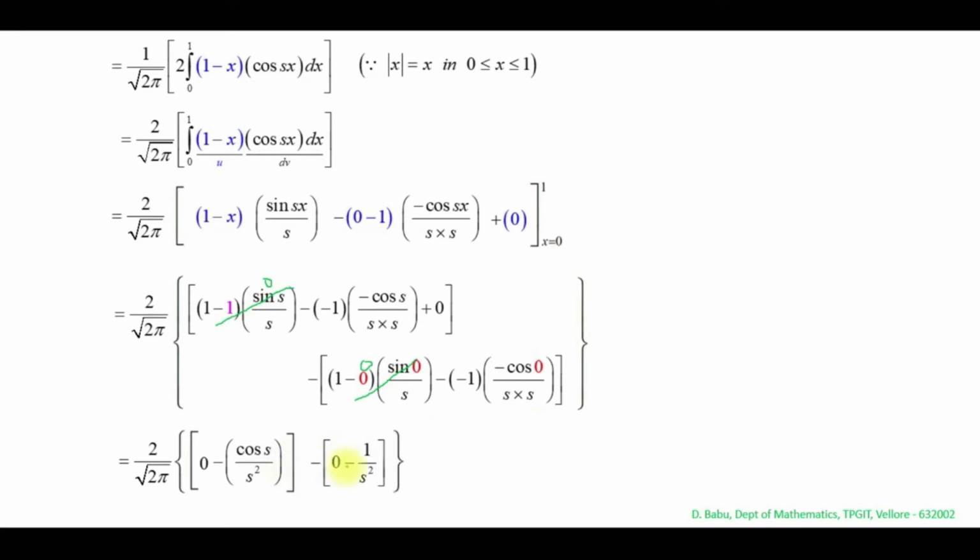Here minus into minus plus 1 divided by s square. Here minus cos s divided by s square. So s square is common, and the numerator is 1 minus cos s. First write the positive term, minus into minus plus. So 1 minus cos s divided by s square.